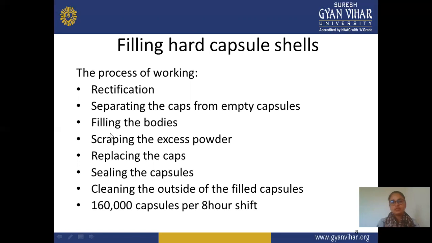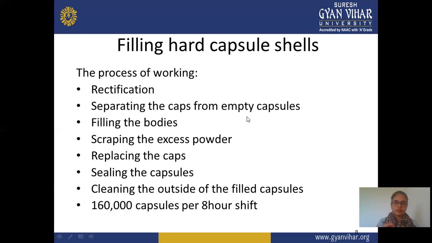Next, filling the bodies and scraping the excess powder. It means first you rectify your capsule. After rectifying, you remove the cap and body part for filling purposes, and after that you fill your formulation, your drug, in the body part of the hard gelatin capsule. And if an excess amount of formulation is present in the body part, then you scrape out or remove this excess powder from that body part.